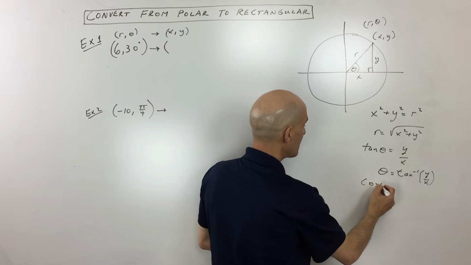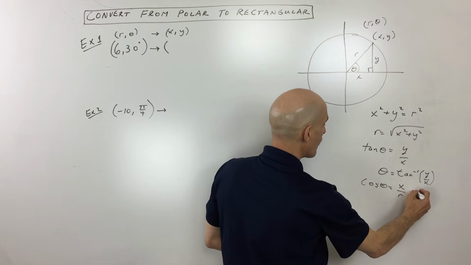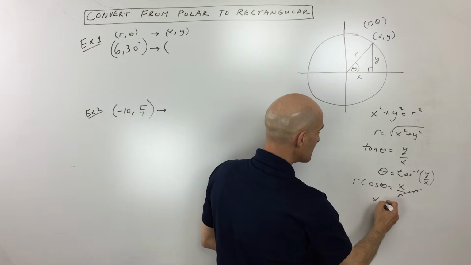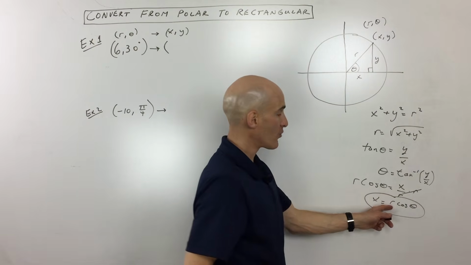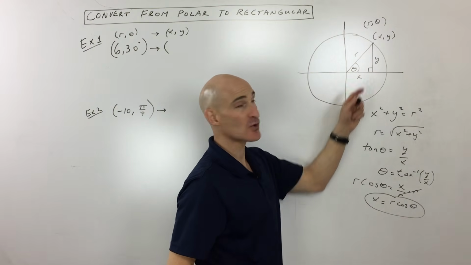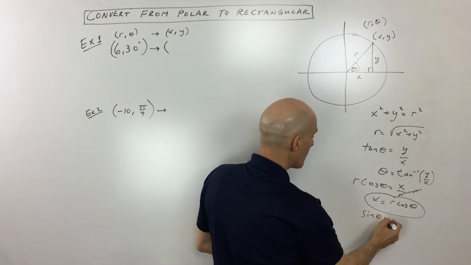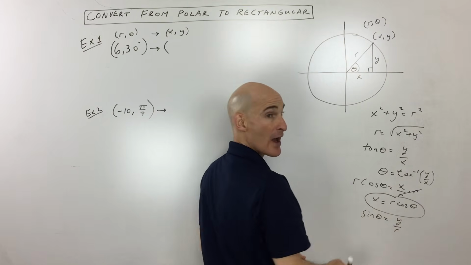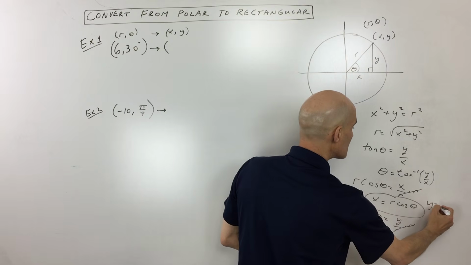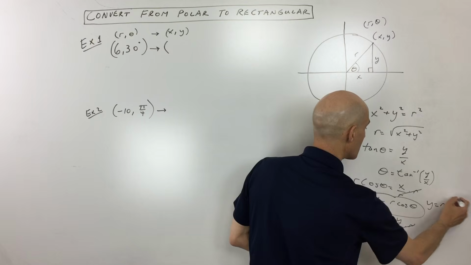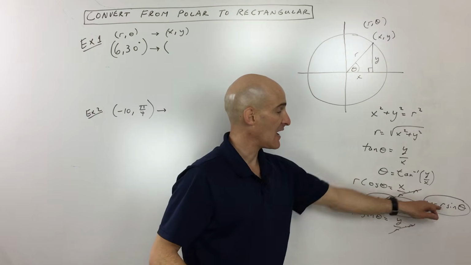If we take the cosine of theta, cosine is adjacent over hypotenuse, so that's x over r, and by multiplying both sides by r, you can see that x is equal to r cosine theta. So if we're given a radius and an angle, we can find the x coordinate. And then the same thing with the sine. If we say the sine of theta, that's going to equal what? Opposite over hypotenuse, which is y over r. By multiplying both sides by r, you can see that y is equal to r sine theta. So these are the two that we're going to be using in this lesson, switching from the radius and the angle to the x and the y.